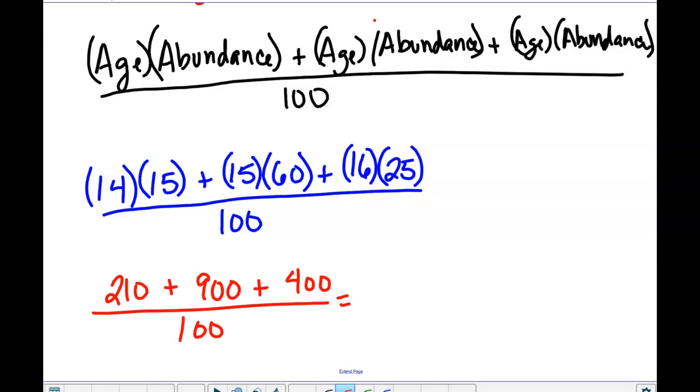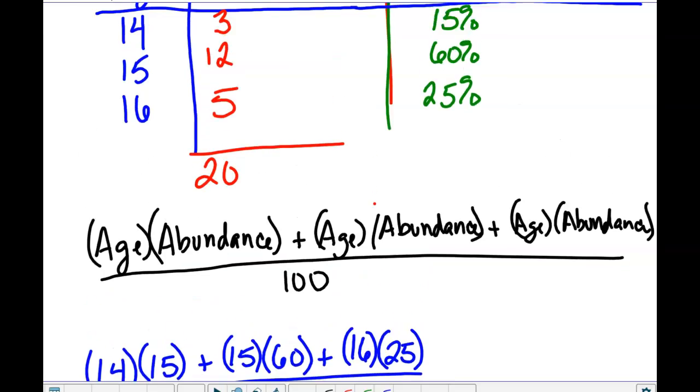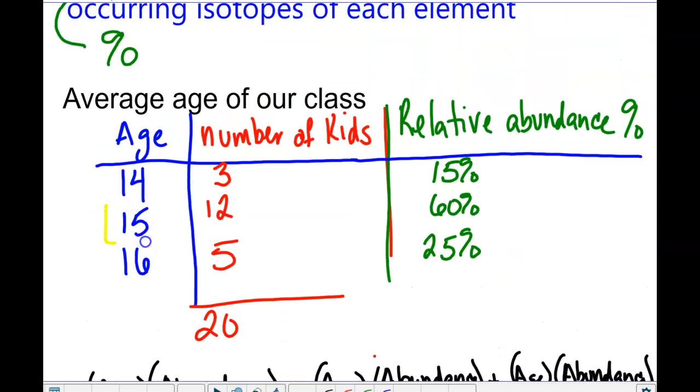All right, so here is my setup, and I get 15.1 years as my average age of our class. And that makes sense because which age is the most abundant? 15 is the most abundant. So the average should always be closest to whichever value you have the greatest abundance of.